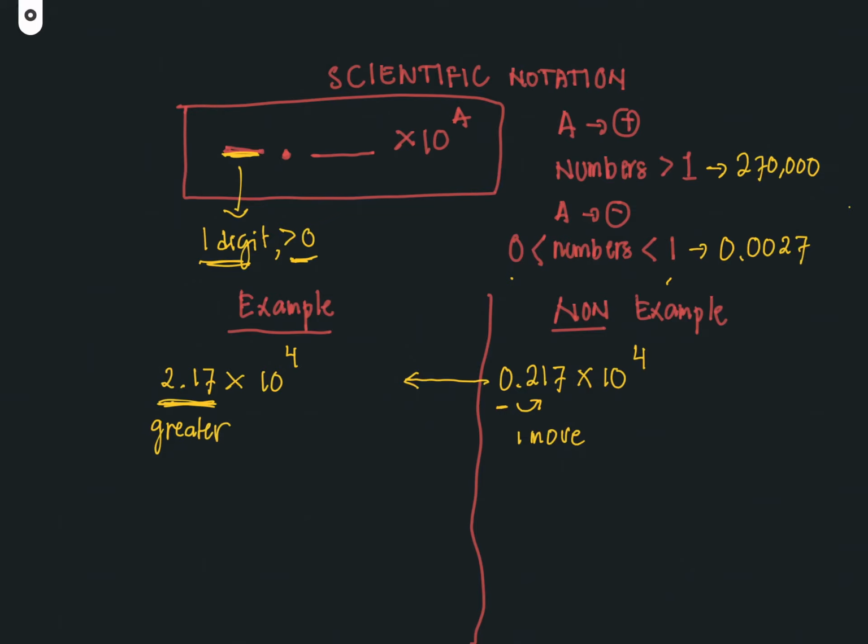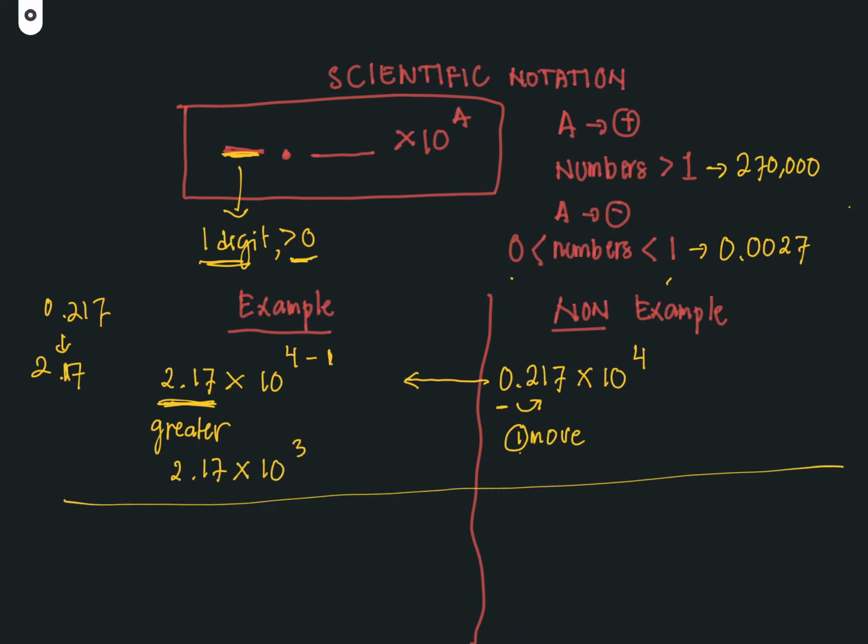What do you mean, miss? 0.217 turns into 2.17. Obviously, the number gets bigger, so we have to compensate the power, make it smaller. How small? Based on this one move, we're going to make it smaller. How do we make a number smaller? By subtracting the one move. So the right format will be 2.17 times 10 to the power of 3. So that's the first example.